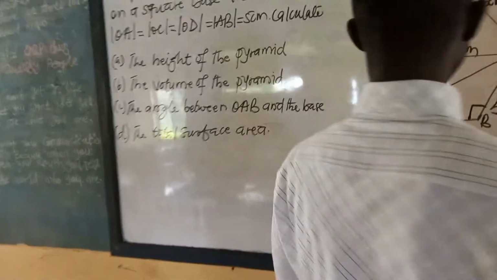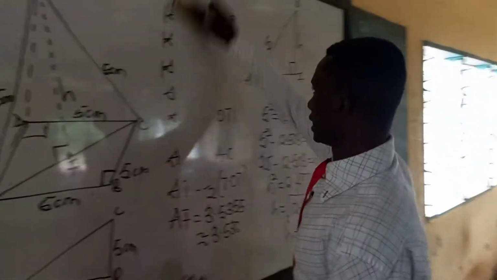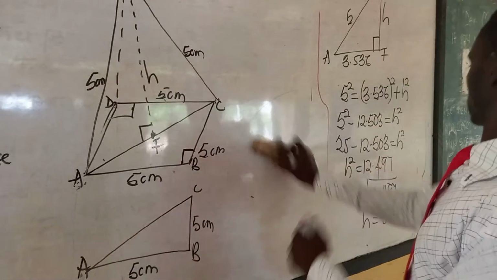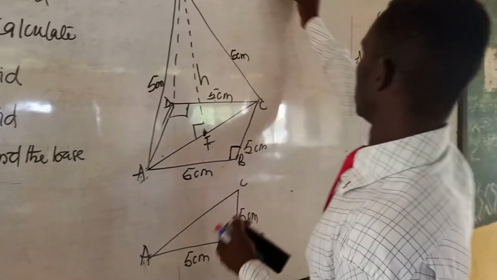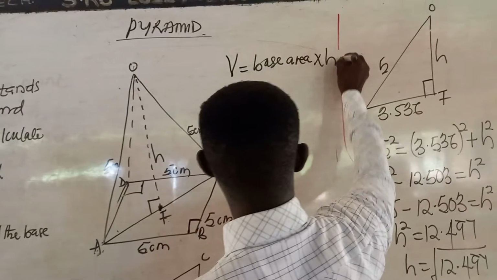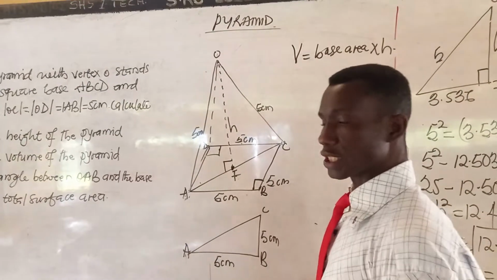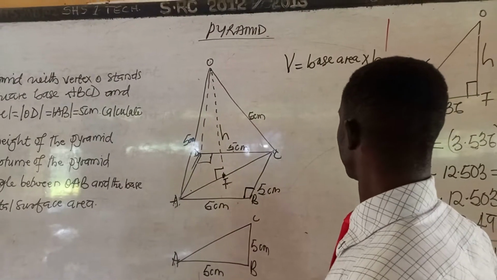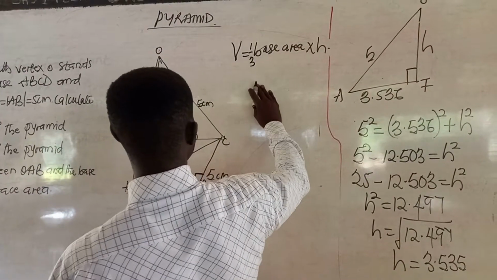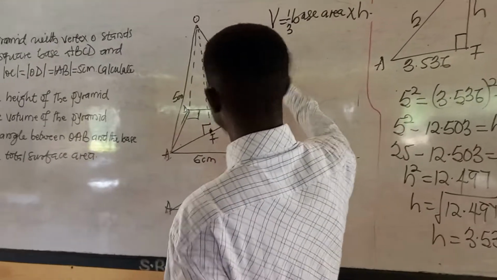Now since I know the height, I can calculate the volume of the pyramid. Now, let me clean this part. Good. Volume V is equal to base area times height. That's how to calculate the volume of every three-dimensional object: the base area times height. And for a pyramid, this one is 1/3 the base area times height. That's 1/3. And the base area, what is the base?